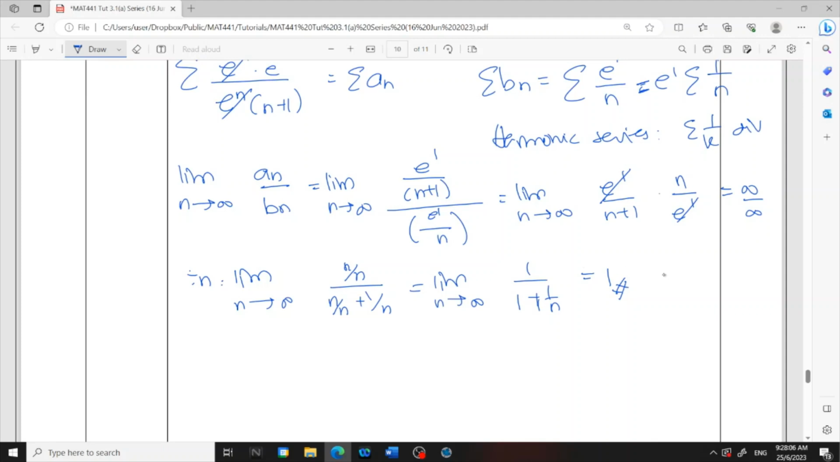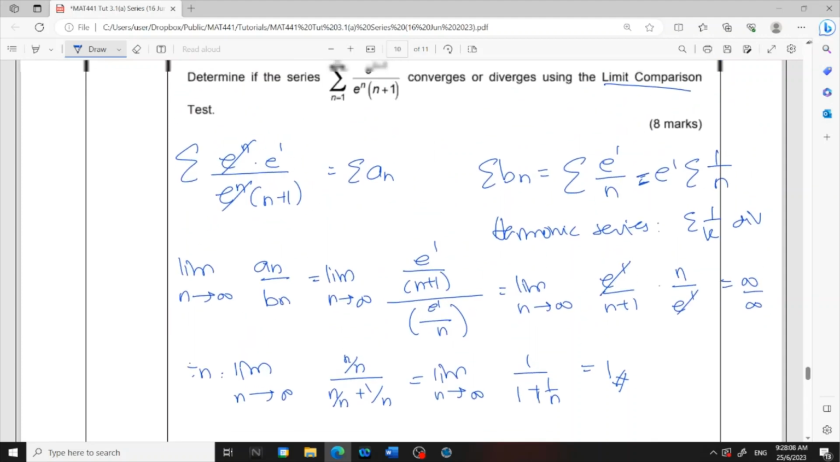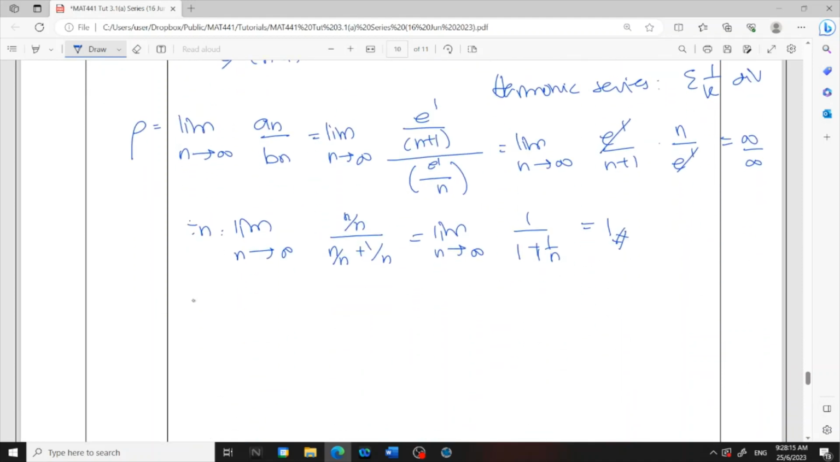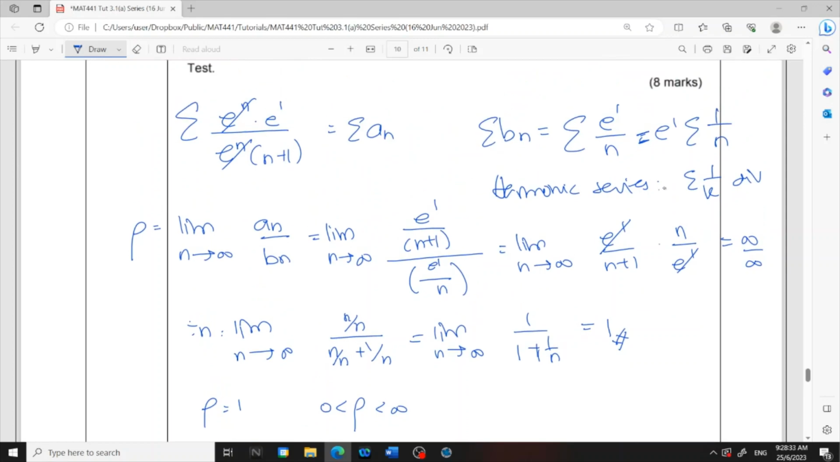So we said that this is rho. It has a special name, which is rho. In this case our rho is equal to 1, and the condition is that rho must be between 0 and infinity. So 1 is between 0 and infinity. Therefore an follows bn, which diverges. Why does it diverge? Because by the limit comparison test, it follows bn.